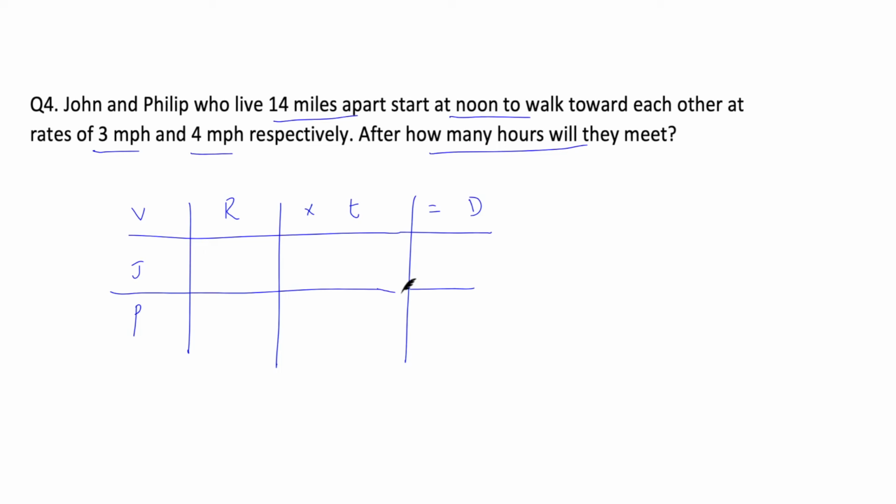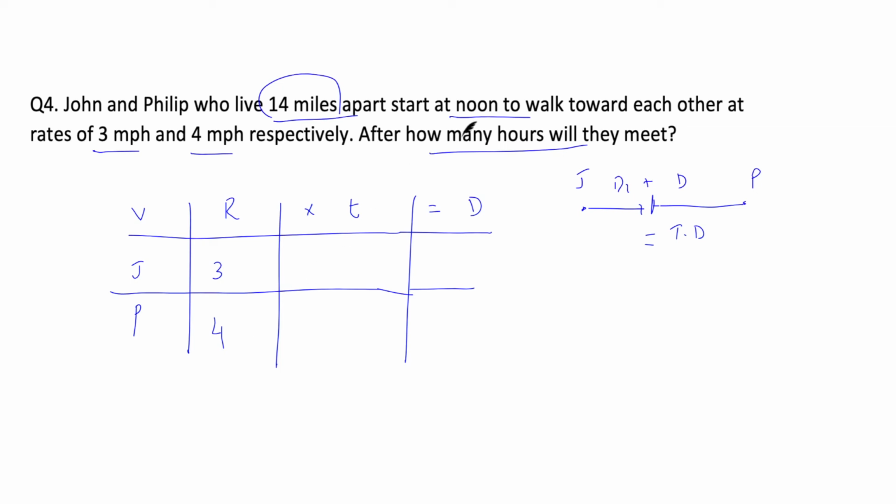In this scenario, their distances will add up to 14 miles. That's the trick. So let's say John starts from here, Philip starts from here. Let's say they meet somewhere here. So D1 plus D2 equals total distance. This is the trick.